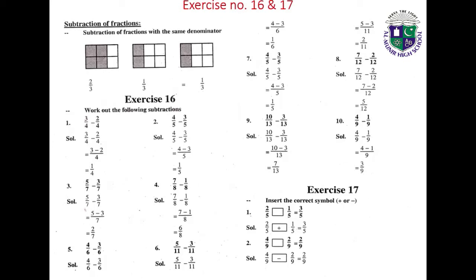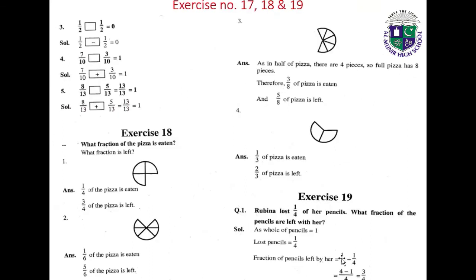Next exercise, exercise 7. Insert the correct symbol, plus or minus, add or subtract. 2 over 5 plus 1 over 5 equals 3 over 5. 4 over 9 minus 2 over 9 equals 2 over 9 is your answer. Question number 3. 1 over 2 minus 1 over 2 equals 0. 7 over 10 plus 3 over 10 equals 10 over 10. 10 over 10 equals 1 is your answer.